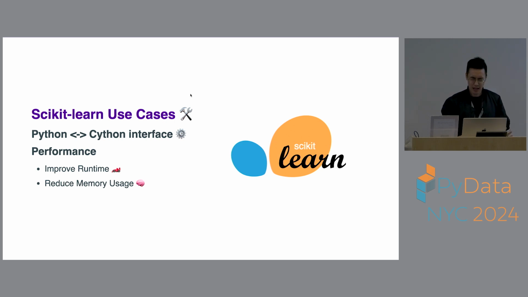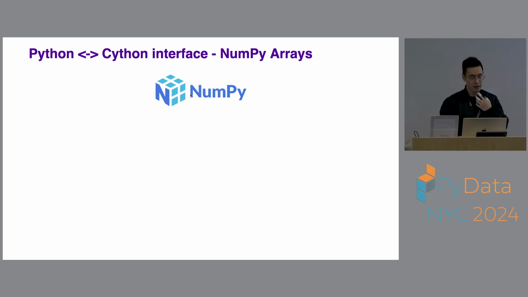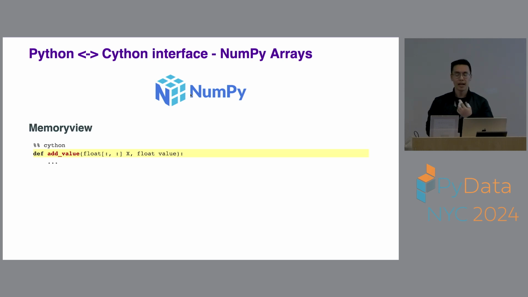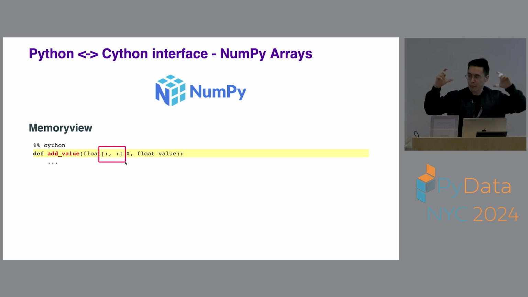All right, so the Python scikit-learn interface. Scikit-learn deals with numerical arrays. It's a numerical library. It deals with NumPy arrays normally, so it's designed around NumPy arrays. The way we pass NumPy arrays into Cython is a memory view. It's a very simple syntax. This thing is a two-dimensional array. The way you signify it is with these brackets with a colon, colon. That's two-dimensional. If you have three of them, it's three-dimensional. You have four of them, it's four-dimensional.